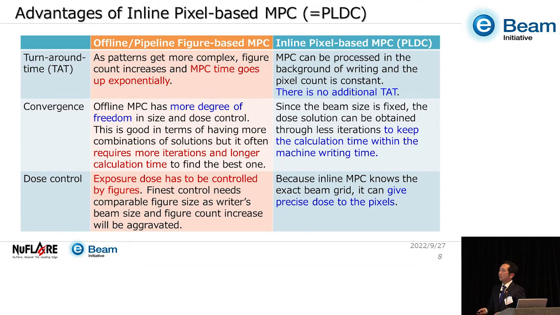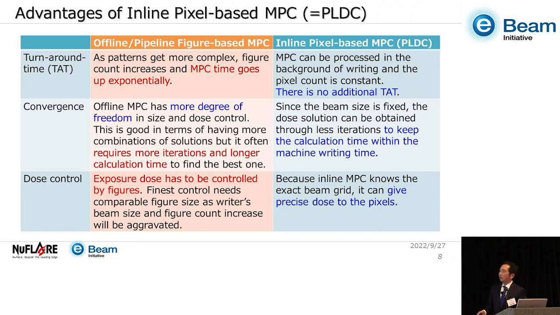This is good in terms of having more combinations of solutions and more accurate solutions, but it often requires more iterations and longer calculation time. Whereas inline MPC, since beam size is fixed, loses 1 degree of freedom, but it makes iterations fewer and enables keeping the calculation time within the machine writing time.